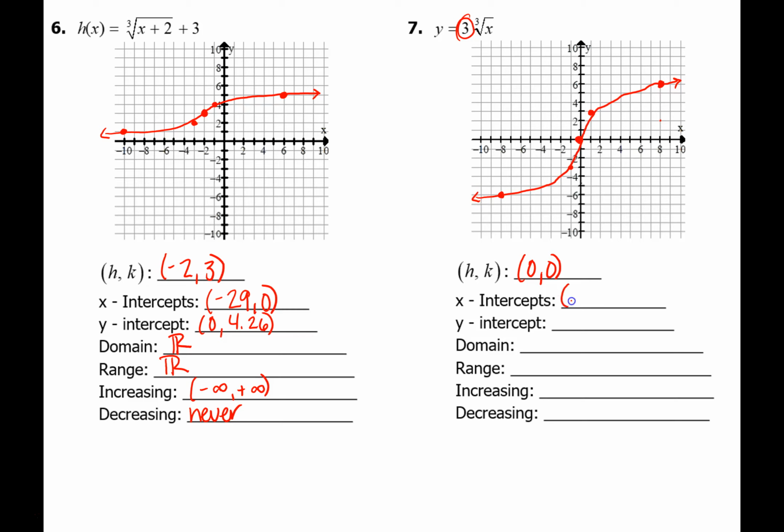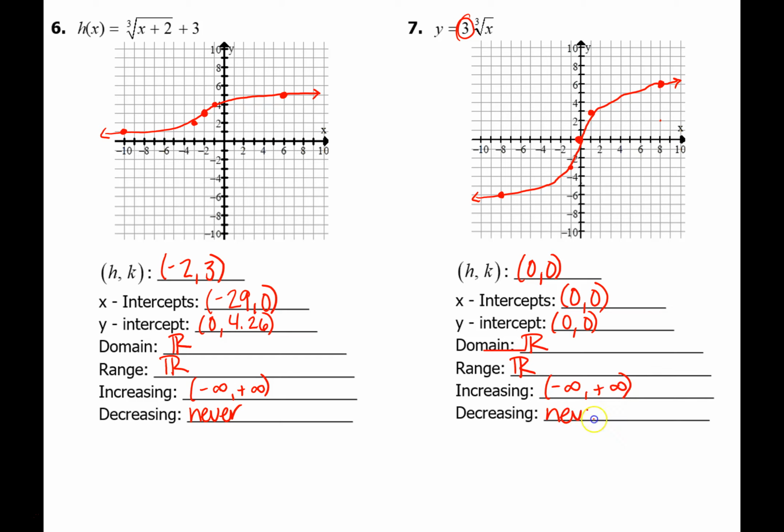Okay, x-intercepts, still 0, 0. Y-intercepts, still 0, 0. Domain, always all real numbers for these. Range is always all real numbers. And this one is still going uphill, so that's negative infinity to positive infinity.